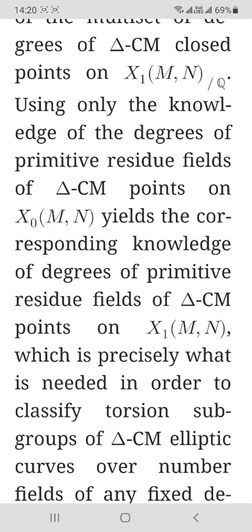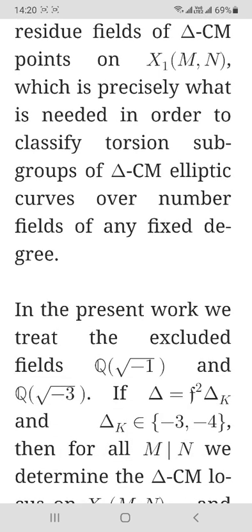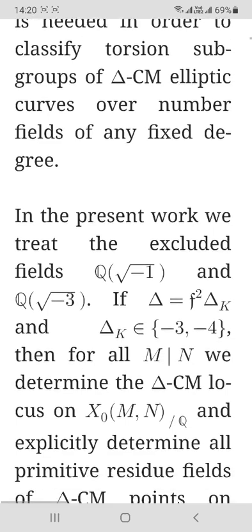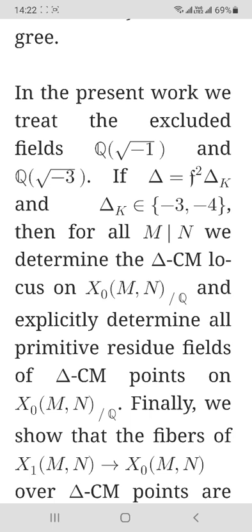Using only the knowledge of the degrees of primitive residual fields of delta CM points on S0(m,n) yields the corresponding knowledge of degrees of primitive residual fields of delta CM points on S1(m,n), which is precisely what is needed in order to classify torsion subgroups of delta CM elliptic curves over number fields of any fixed degree. In the present work, we treat the excluded fields Q adjoining the square root of -1 and Q adjoining the square root of -3.